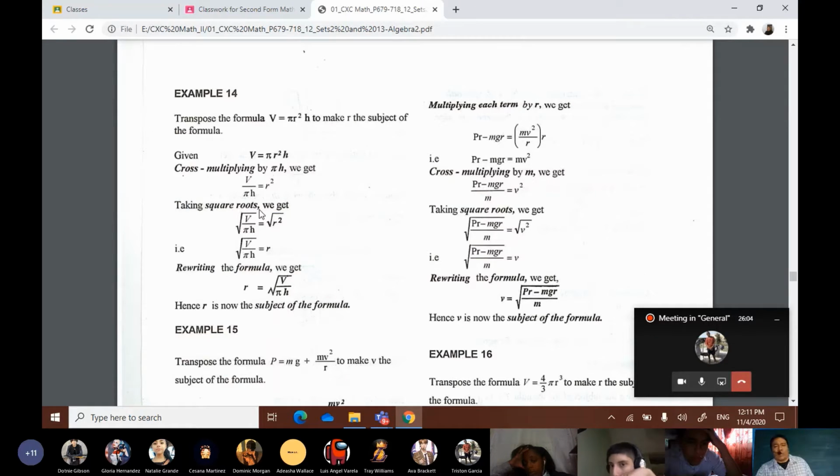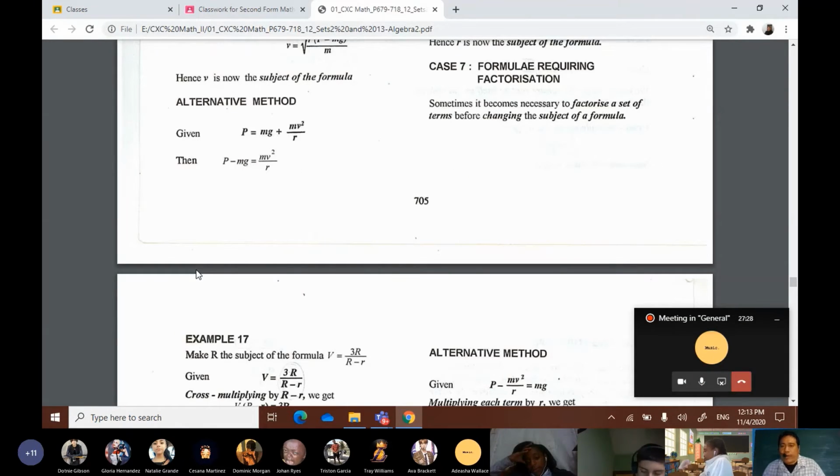Taking square roots, we get the square root of V over pi h equals the square root of r squared, where the square and the square root cancel. So I get the square root of V over pi h equals r. Rewriting the formula, we get r equals the square root of V over pi h. Hence, r is now the subject of the formula.